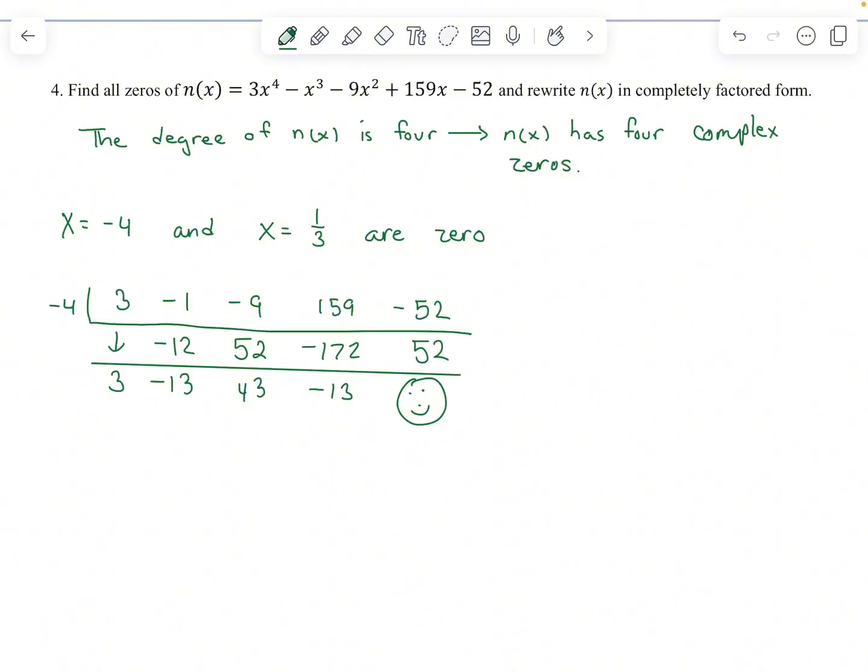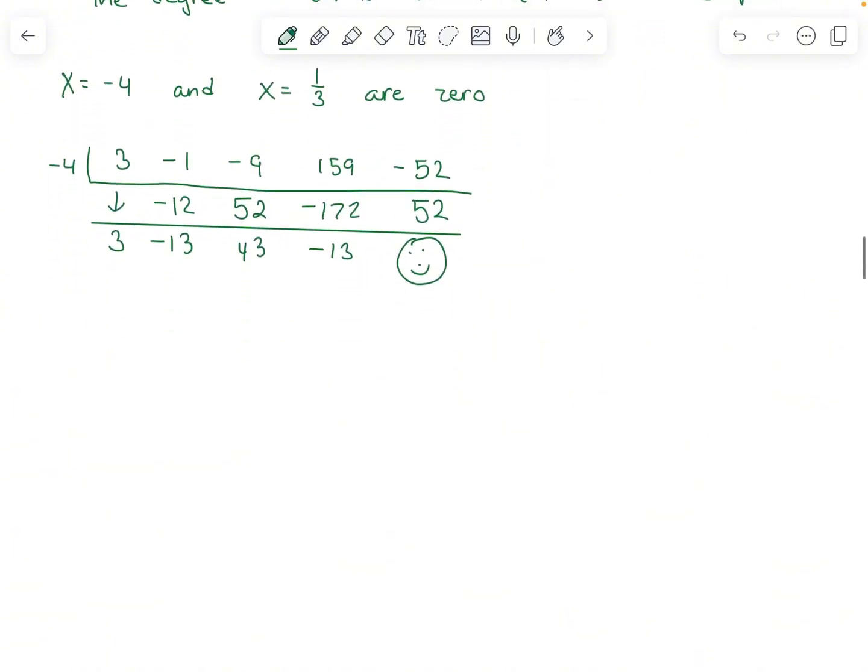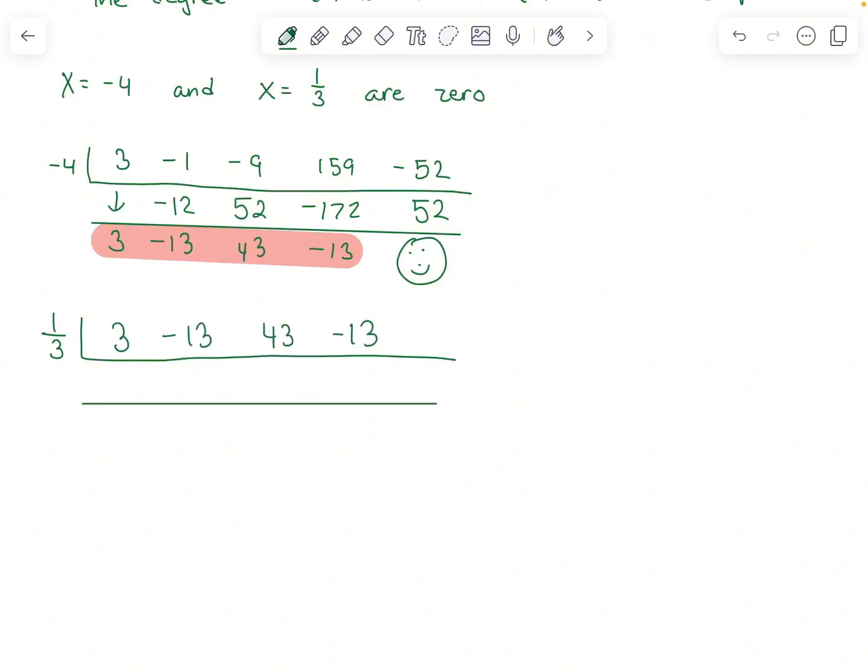Now I'm going to synthetic divide by 1/3. And I'm going to use these numbers that I highlighted in red. Bring down the 3. 3 times 1/3 is 1. And -3 plus 1 is -2. And I'm just going to go ahead and finish the synthetic division. And again, the remainder is 0 because 1/3 is a zero of n of x.